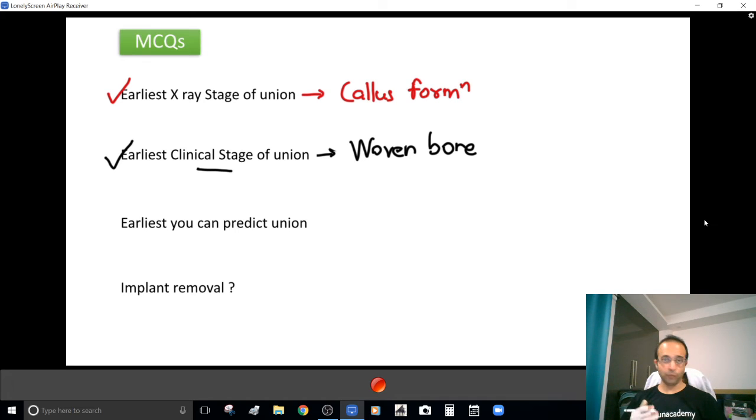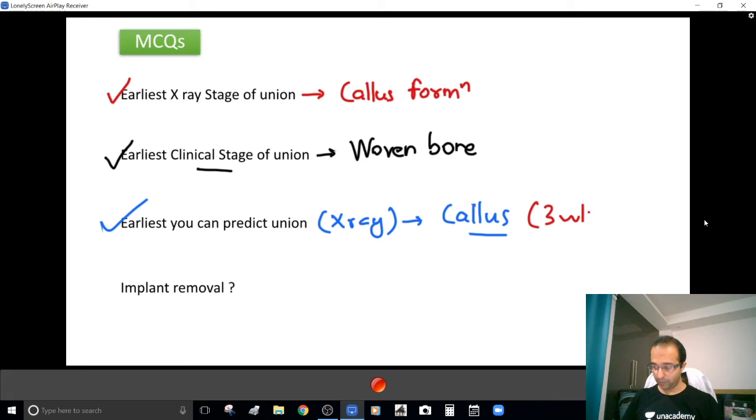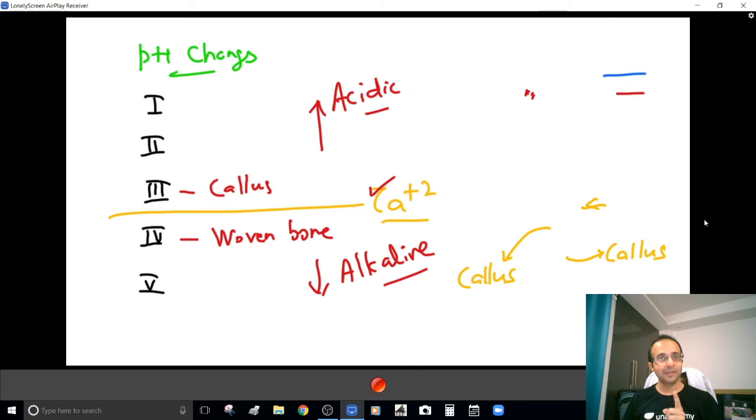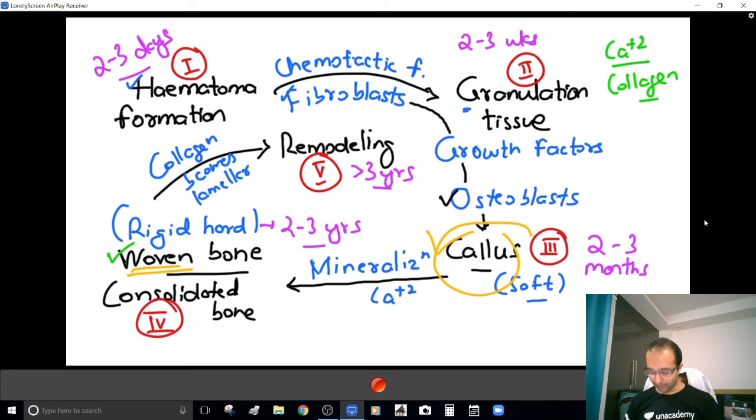And yes, if you have to predict union, the clinical stage comes after the X-ray stage. It is the X-ray stage that comes first. So if you have to predict union, X-ray would give you the earlier changes. And you already know that the first thing you would see on an X-ray would be callus. And the minimum time it would take for callus to appear, 3 weeks. Because only I told you the timing of the stages. And there I told you that callus would be completely formed by 3 months.